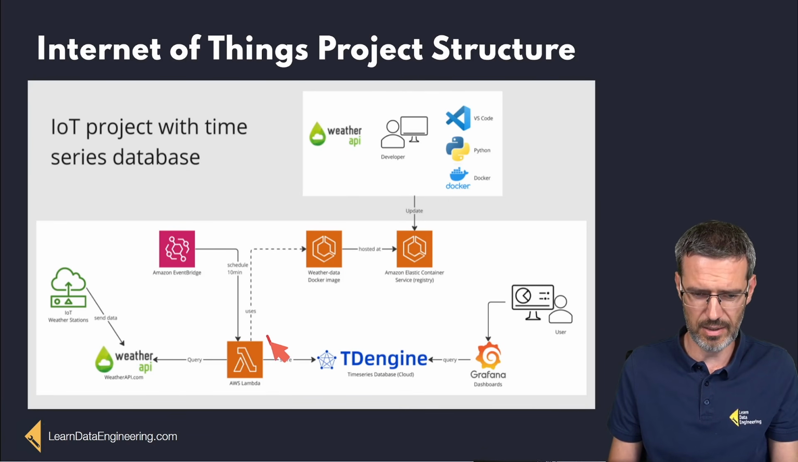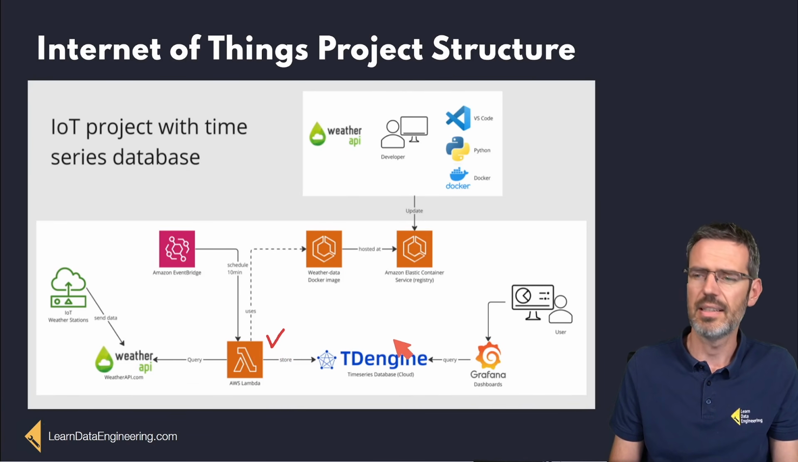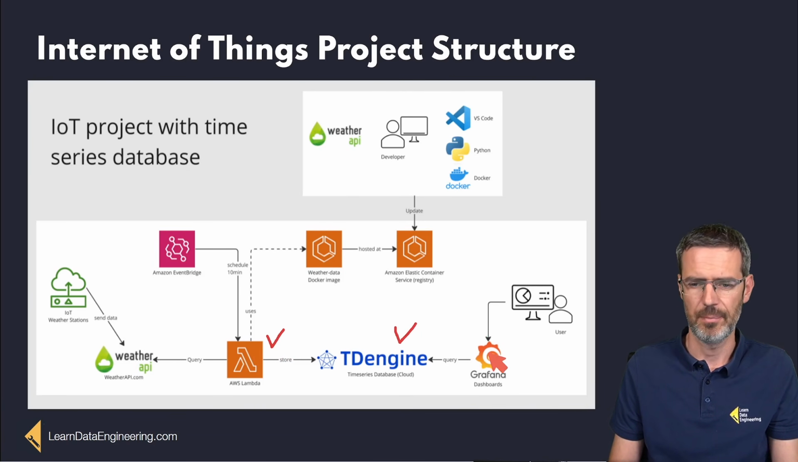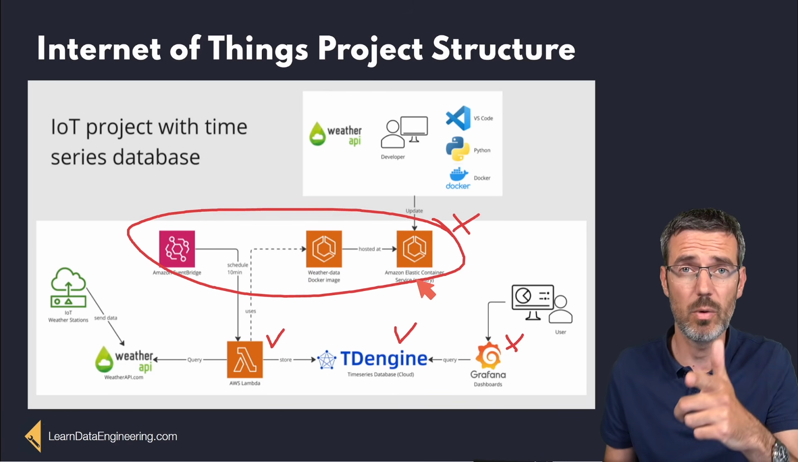The code for the weather API, this code we have. The TDengine part, we also have. Grafana, we don't have yet. And this whole part here, we also don't have. This is what we need to do next.